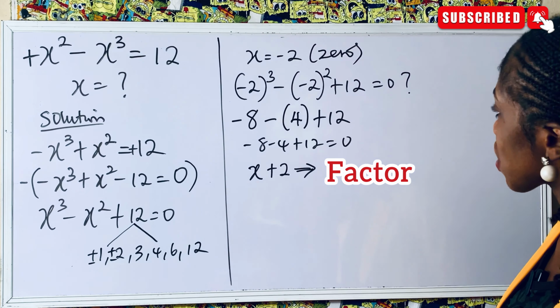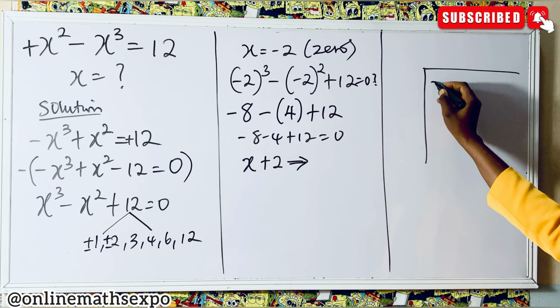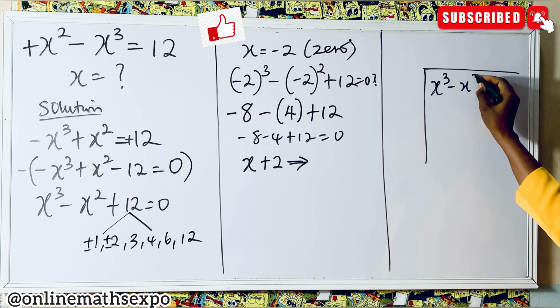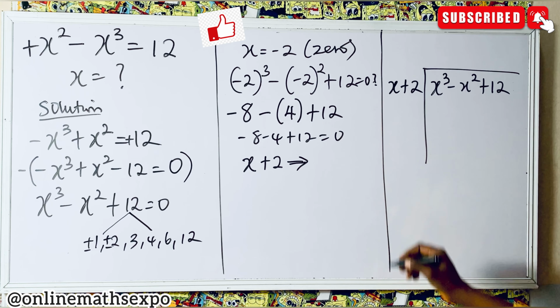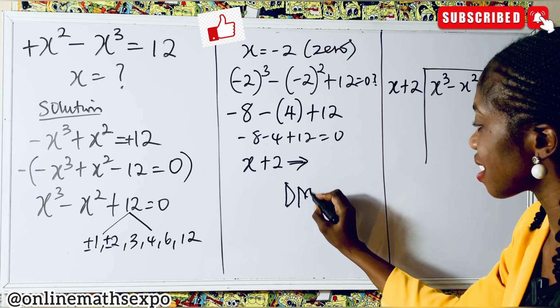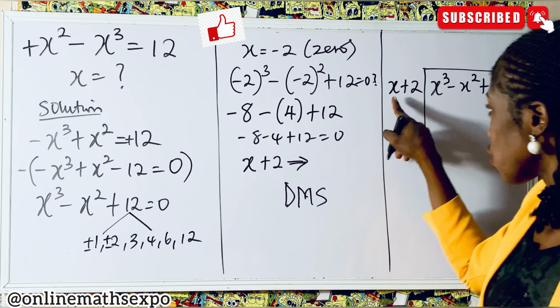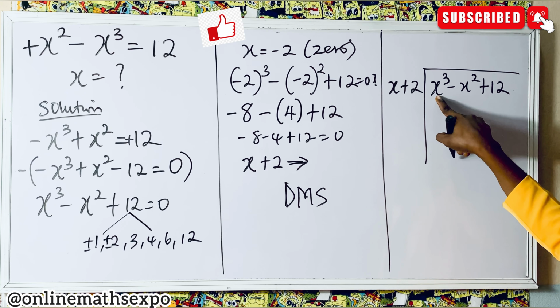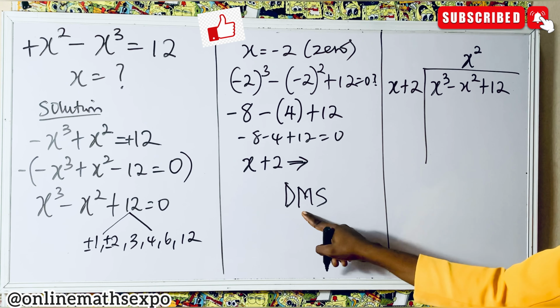We are going to now have this part of the expression inside the division, then this is what we are using to divide. Okay, so we're going to use our rule, which is the DMS: divide, multiply, subtract. Okay, so use this first term to divide this, and when this divides this, you have x squared.